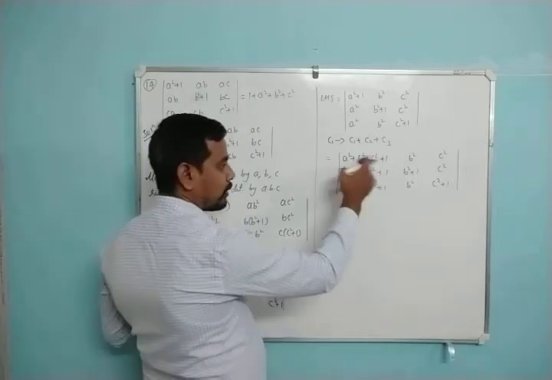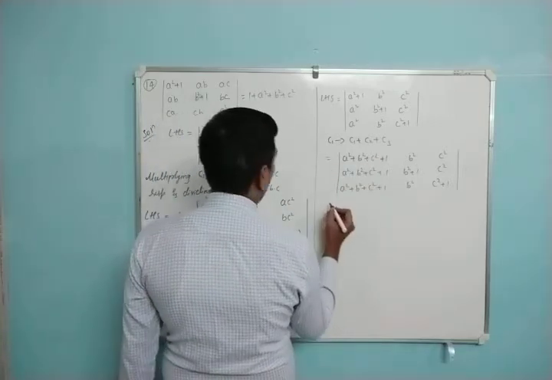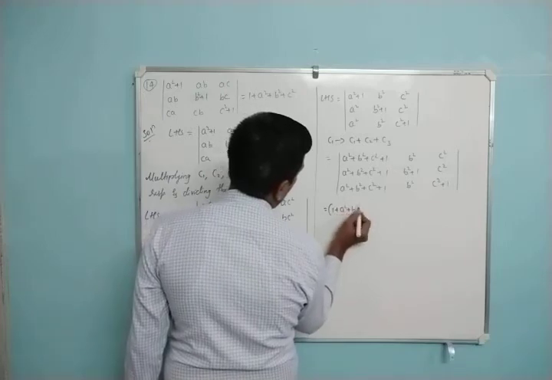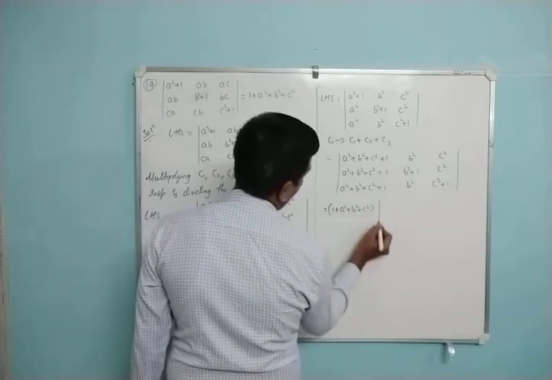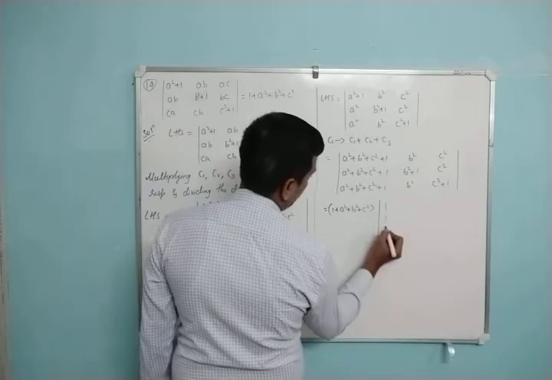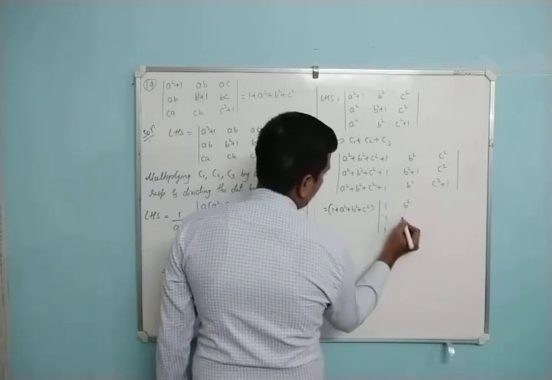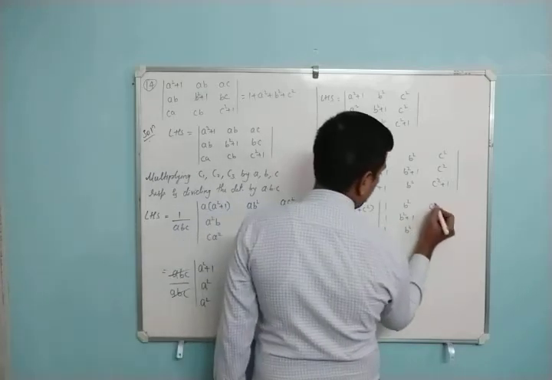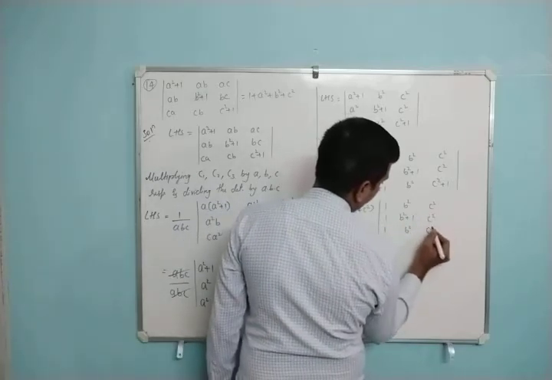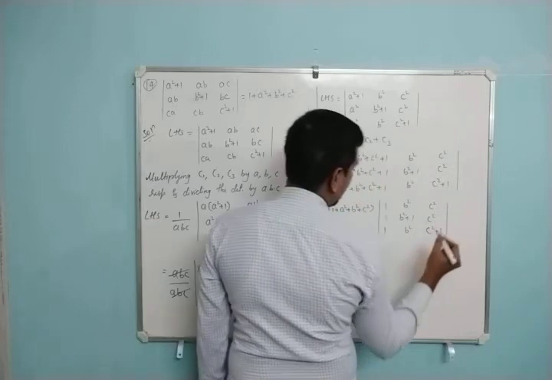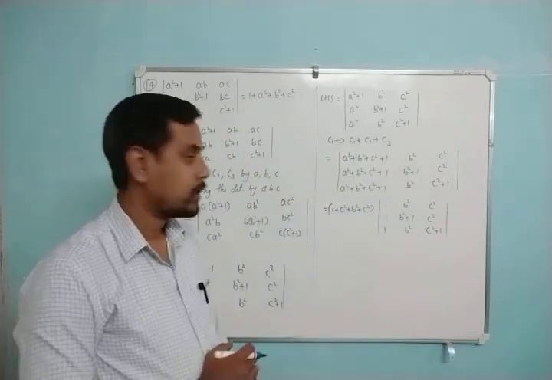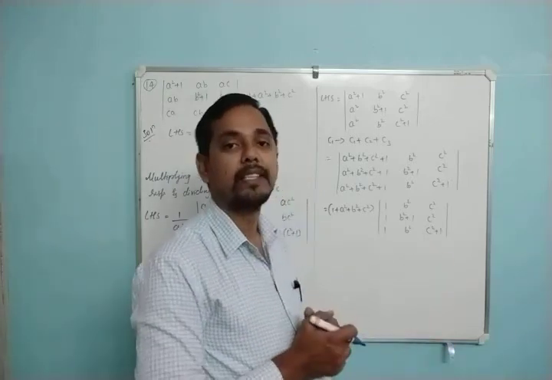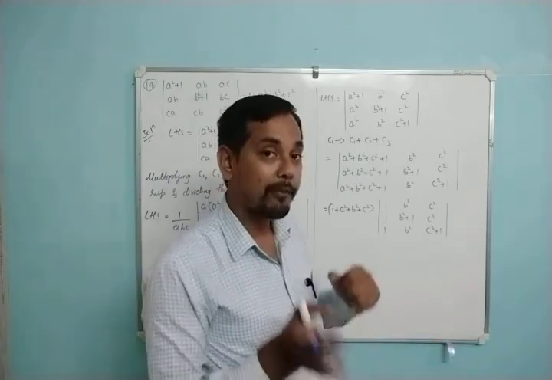Now take 1 plus a square plus b square plus c square common. If I take 1 plus a square plus b square plus c square common, what remains? 1, 1, 1, b square plus 1, b square, c square, c square, c square plus 1. Okay, so I have 1, 1, 1 here. Now I can expand this itself, right? But still I can make it simple.